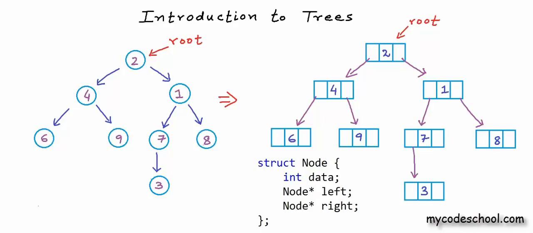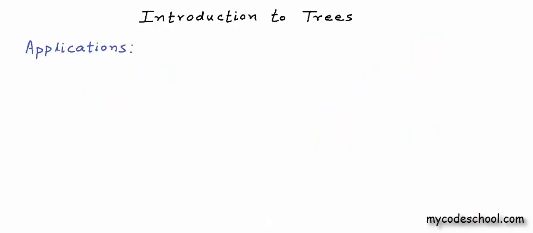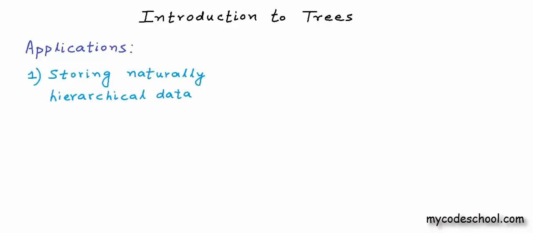We understand what a tree data structure is. But in the beginning we had said that storing naturally hierarchical data is not the only application of tree. So let's quickly have a look at some of the applications of tree in computer science. First application, of course, is storing naturally hierarchical data. For example, the file system on your disk drive, the file and folder hierarchy, is naturally hierarchical data. It's stored in the form of a tree.